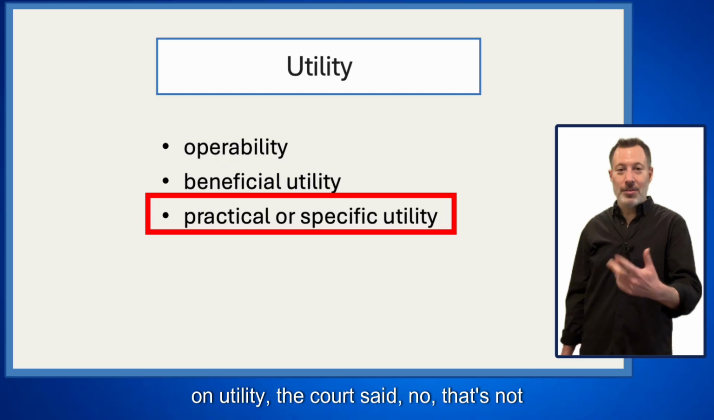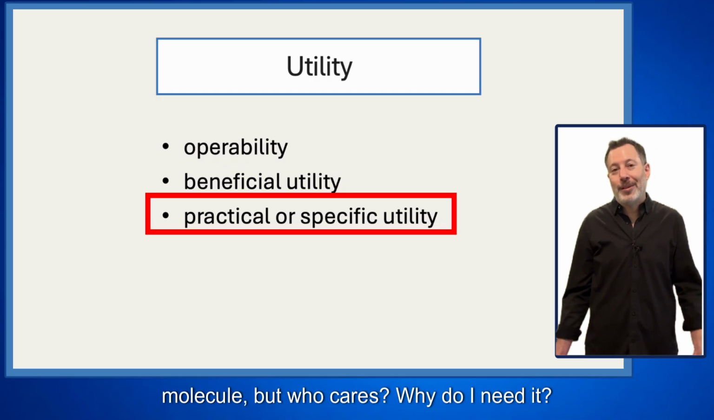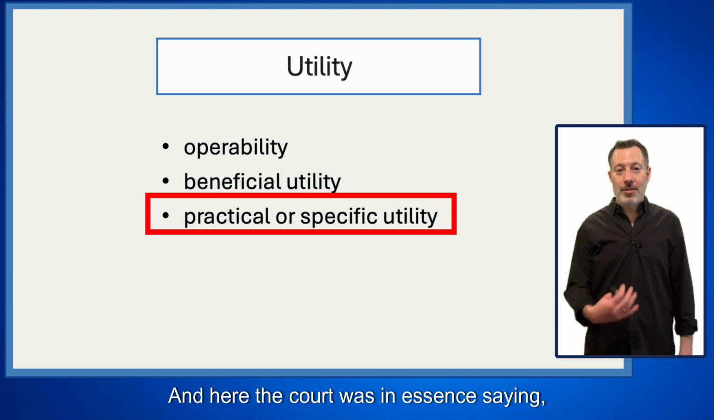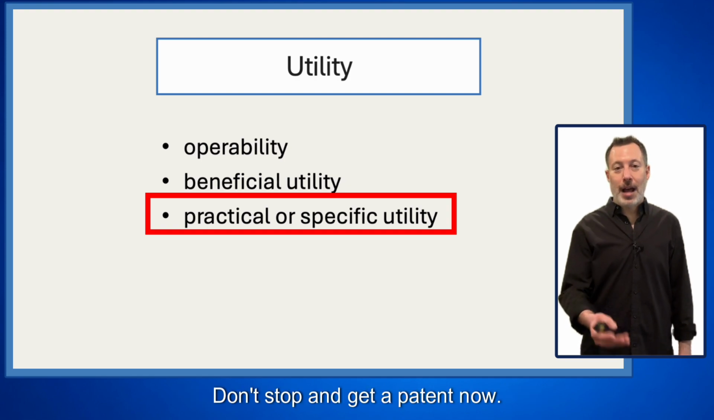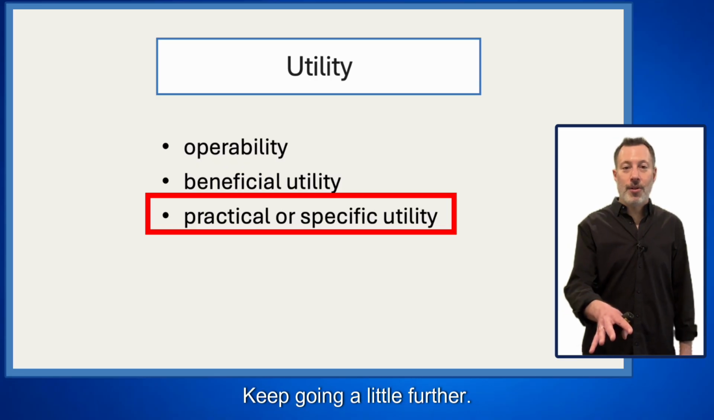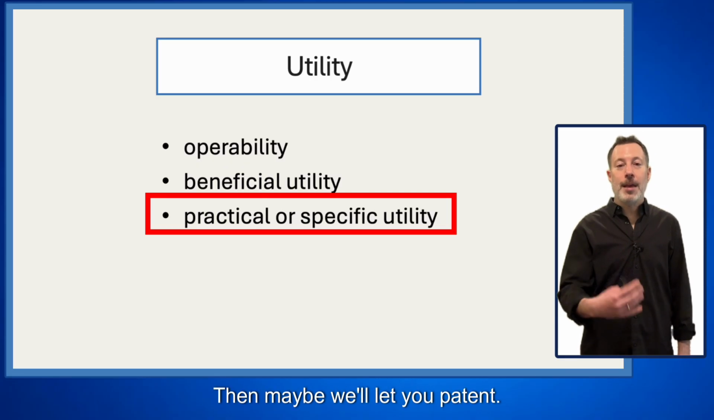It was a brand new method to make the molecule, but we didn't have any use for the molecule yet. And on utility, the court said, no, it's not useful. Great, you have a new way of making a molecule, but who cares? Why do I need it? And here the court was in essence saying, you knocked on my door too early. Don't stop and get a patent now. Keep going a little further, have some inkling as to why the molecule is interesting. Then maybe we'll let you patent.